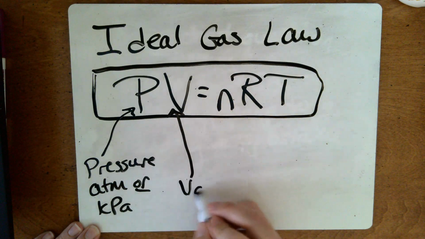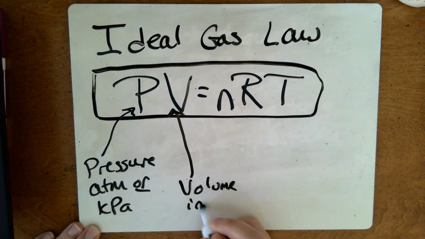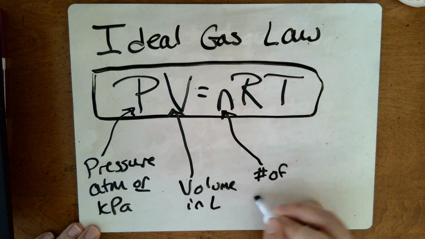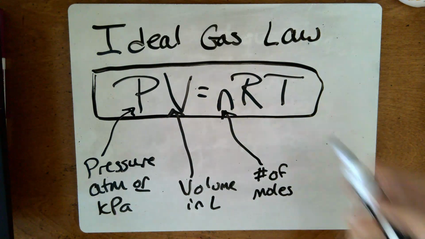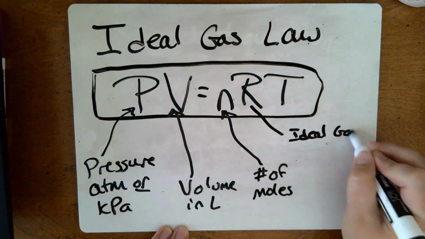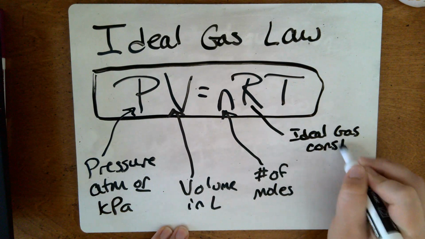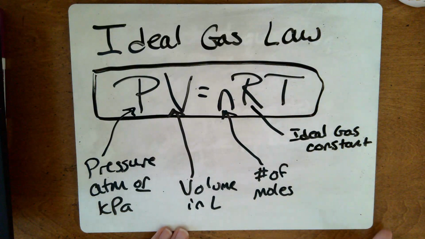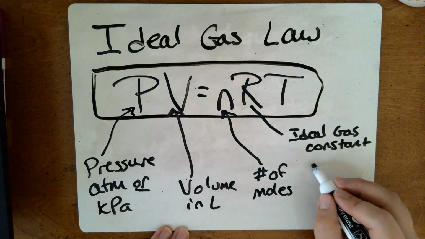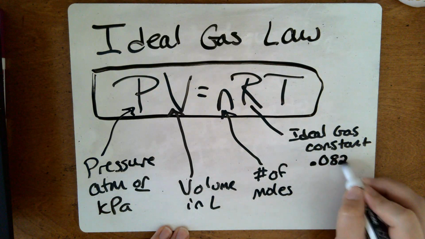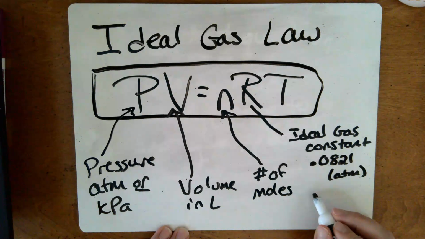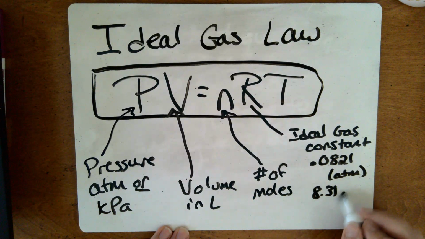The volume in liters is V. N is the number of moles, and that would just be in moles. And R is the ideal gas constant. Since it's a constant, that means it always stays the same. Now, there are two different values that we'll use depending on the units of pressure. We'll use 0.0821 if it's in atmospheres, and we'll use 8.31 if it's in kilopascals.